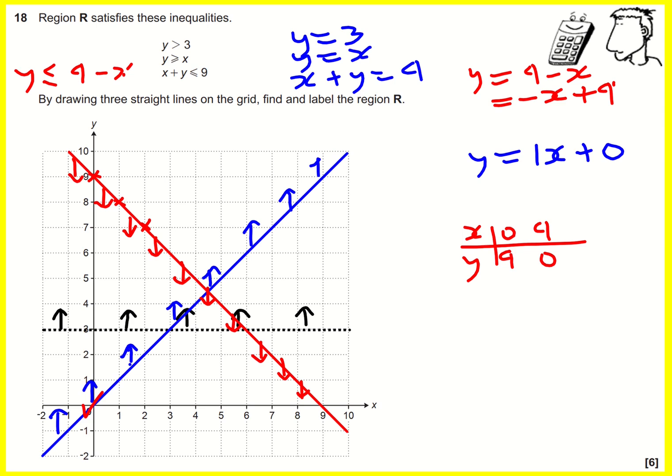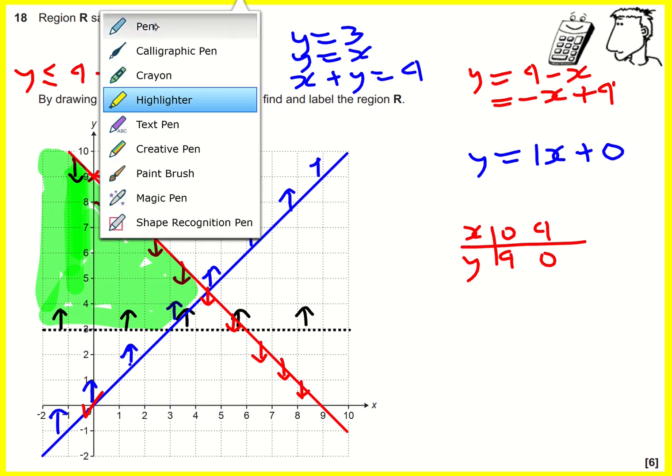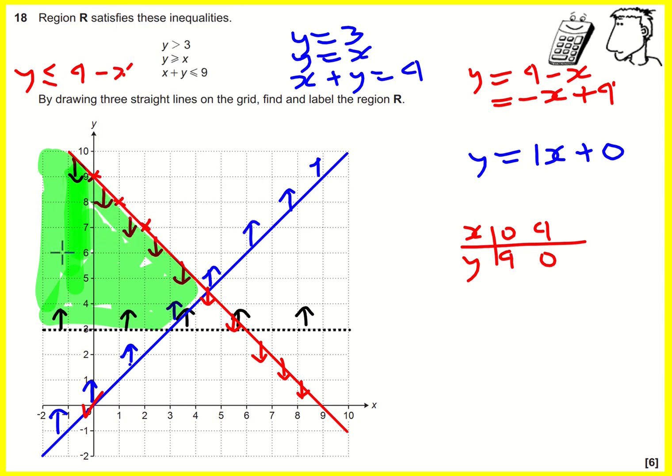So I'm basically there. I just need to put the regions together. It's got to be above the black, above the blue, but below the red. And here we go. This is going to be the region. And it's asked me to label it R, so I've shaded it as well. I think it's a good idea to shade it, but I'm also going to label it R.